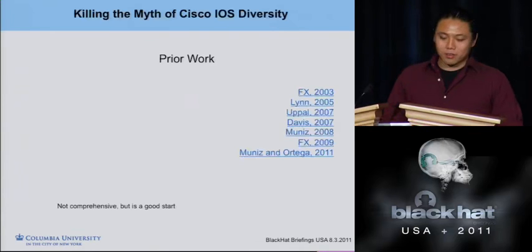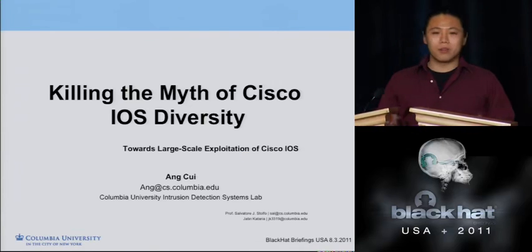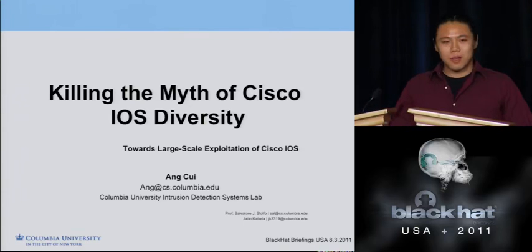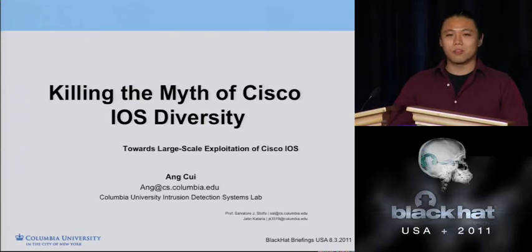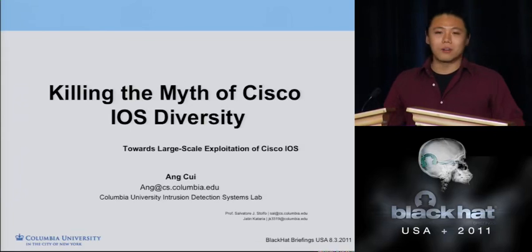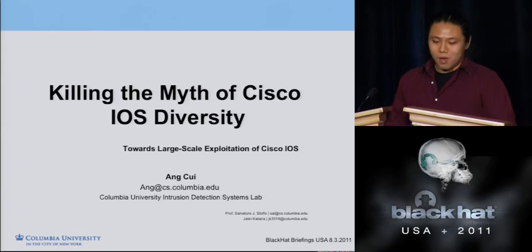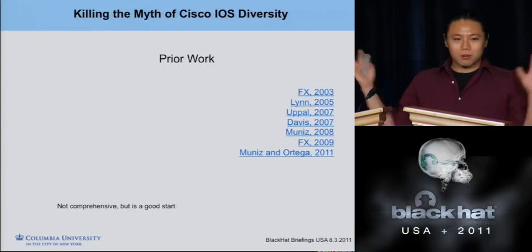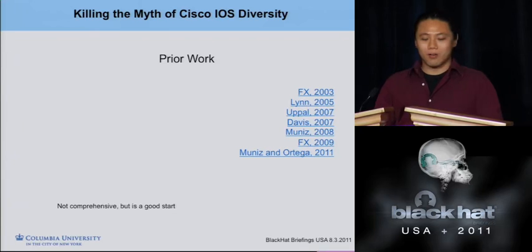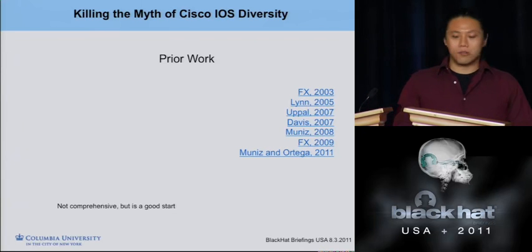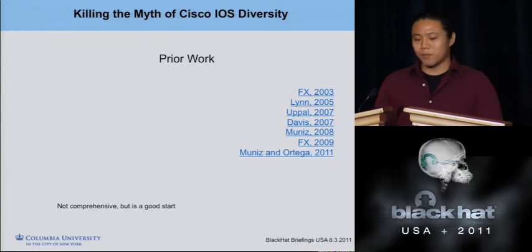So, my name is Ang Cui. This is Jatin Kataria. We're from Columbia University's Intrusion Detection Systems Lab, and we're going to talk about recent advancements in reliable Cisco iOS shellcode and rootkit design. This is a turbo talk, so I'm going to talk with maximal turboness, and we're not going to have time to cover prior works, but here's a list of great works done by other folks in this area.